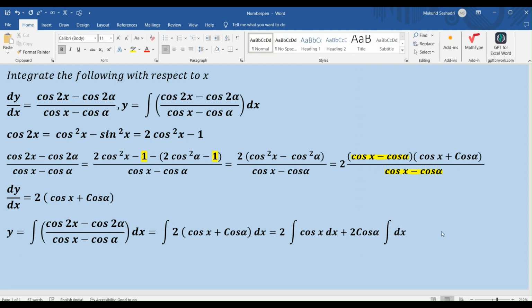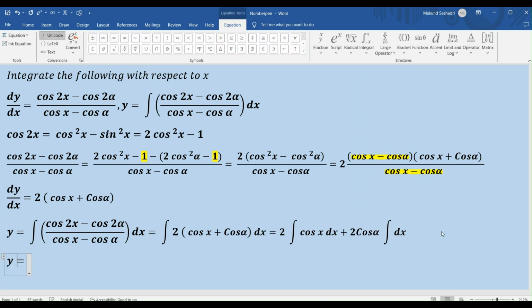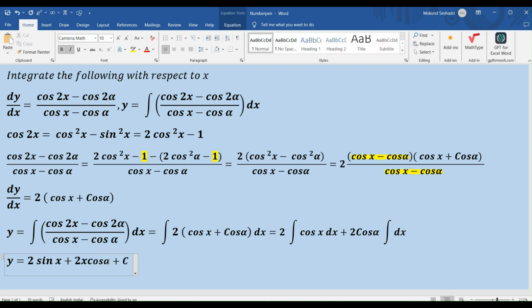Now, this becomes a cakewalk for us from here on. So y equals 2 times the integral of cos x dx, which is nothing but 2 sine x, right? And I request you to take a look at the integral formulas I have written down in the description. And then I have 2 cos alpha times the integral of dx, which is nothing but 2x cos alpha. I have my arbitrary constant c, right? So the answer to the problem is 2 sine x plus 2x cos alpha plus c.